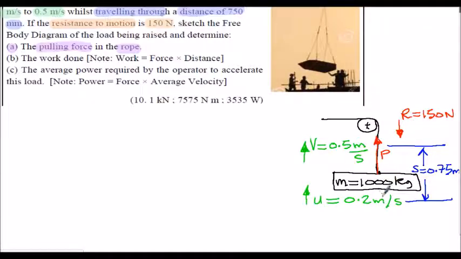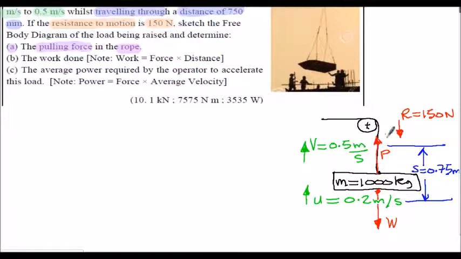And don't forget, of course, because we've got this vertical motion we're looking at, we will also have a weight force acting down. So there's my free body diagram with the forces on it.